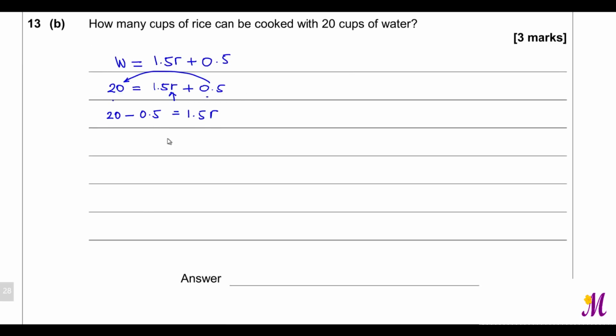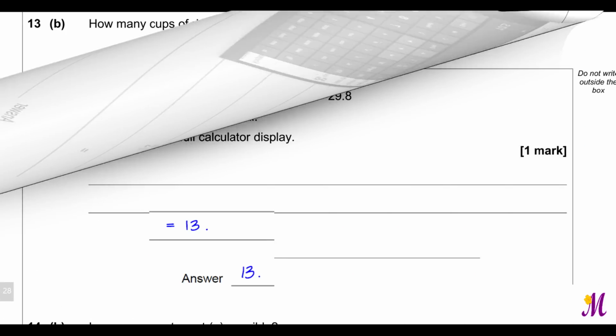20 minus 0.5 is 19.5, is equal to 1.5 R. So R is 19.5 divided by 1.5, which is 13.